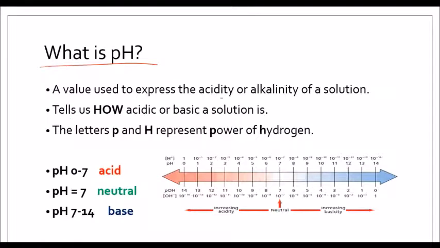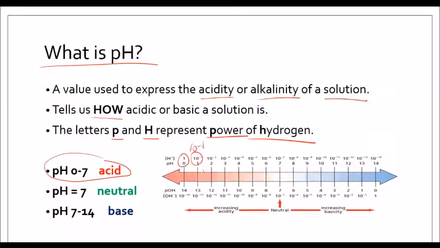pH is a value to express the acidity or alkalinity of a solution, how acidic or basic it is. pH means power of hydrogen. So when we're talking pH, we're talking about hydrogen concentrations and comparing them. So the higher the hydrogen concentration, the lower the pH. So down here by 0, you have a higher concentration, 10 to the minus 1, of hydrogen. When we are closer to the basic, where it's a pH of 14, look at that, 10 to the minus 14. That's a very low number of hydrogen in there.